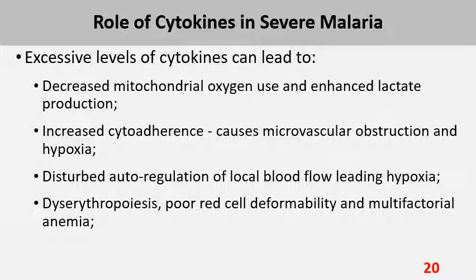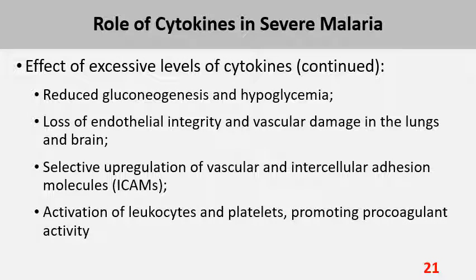And then dyserythropoiesis, poor red cell deformability, and anemia of many factors could occur from excess cytokine. I will explain red cell deformability and anemia later on in the lecture. The role of cytokine in severe malaria also could cause problems of gluconeogenesis, hypoglycemia, loss of endothelial integrity, selective upregulation of vascular and intravascular adhesion molecules, as well as activation of leukocytes and platelets, thereby promoting procoagulant activity.